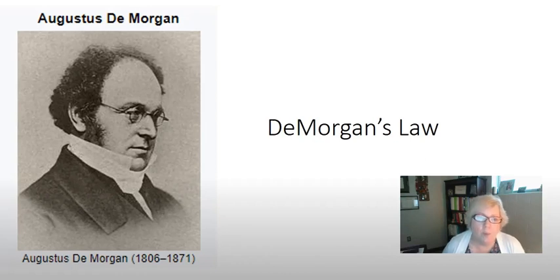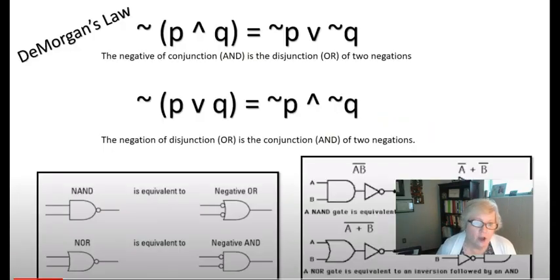De Morgan's law is an important law coming from the mathematician Augustus De Morgan. It's used a lot in logic and in this case, electronics and circuitry. Here is what De Morgan's law says. It says the negation of a conjunction is the same thing as a disjunction of two negated statements.